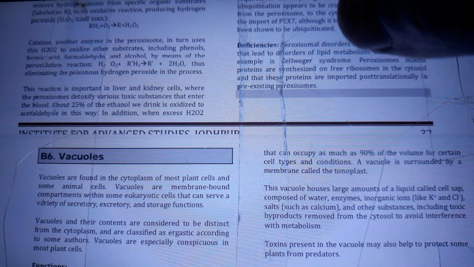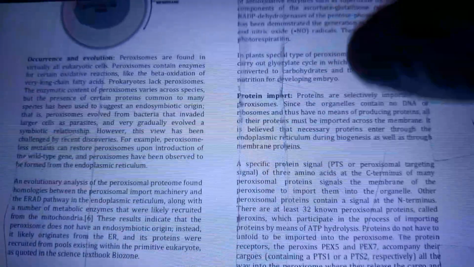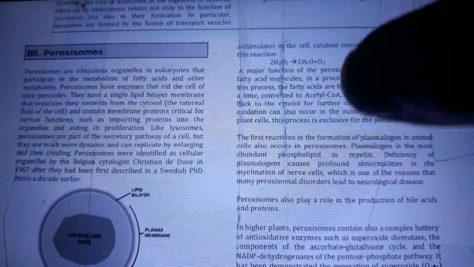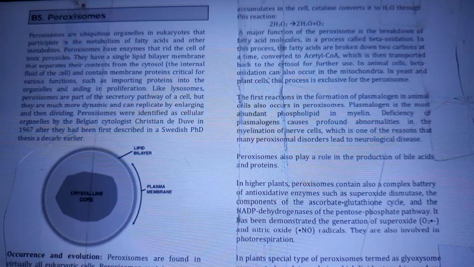In addition, when excess H2O2 accumulates in the cells, catalase converts it to H2O through this reaction, so 2H2O2 gives 2H2O plus O2. A major function of the peroxisome is the breakdown of fatty acid molecules in a process called beta oxidation. In this process, the fatty acids are broken down 2 carbons at a time, converted to acyl-CoA, which is then transported back to the cytosol for further use.